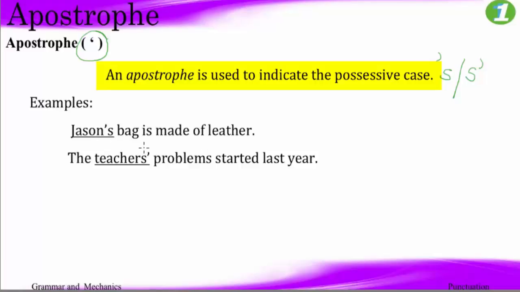It's made of leather. In the case of the second example, the teachers' problems started last year. In this case, teachers is plural. More than one teacher. The S is already there because it's plural, pluralizing the word teacher. So the apostrophe is placed on the outside of the S, as in this case here. If you want to see some more examples about the possessive noun, you can check the English grammar summary in your additive.